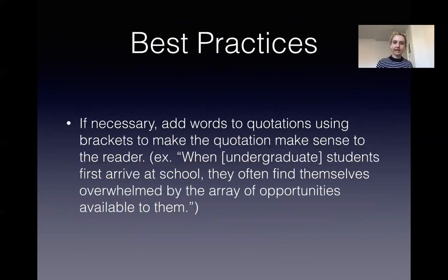If necessary, you can add words to quotations using brackets to make the quotation make sense to the reader. Example: "When [undergraduate] students first arrive at school, they often find themselves overwhelmed by the array of opportunities available to them." So the implication by these brackets is that I'm adding in the word undergraduates for clarity in the quotation. I commonly see students use these brackets to insert a person's name where a pronoun is used in the quotation to make it make sense. So this is how you alter a quotation to add information.